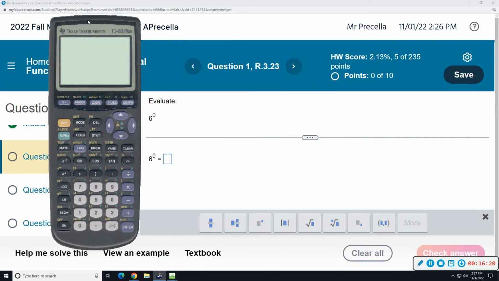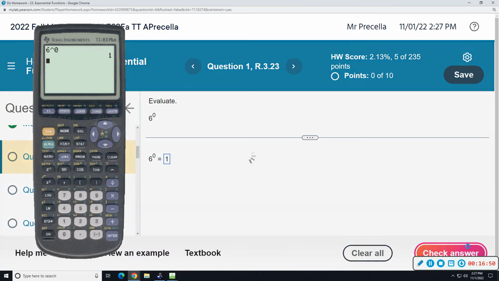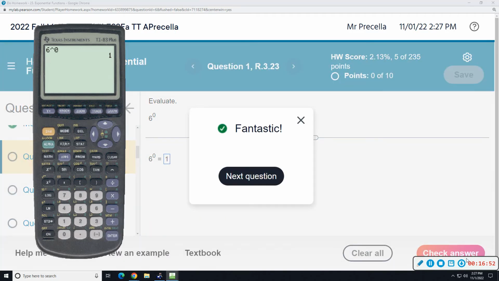So, on this calculator, in order to enter exponents, let me clear that. There's an x squared key right here, but for anything other than x squared, it's this little carrot top. That's what we used to call it. Raised to the 0 power. Guess what it's going to say? 1. Everyone's first problem will have the answer 1.